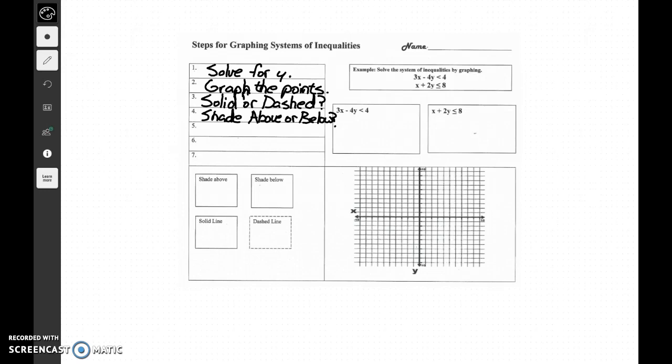Now, step number 5 is just going to be to repeat these steps. So number 5, I just want you to write down repeat. And we're going to repeat steps 1 through 4.